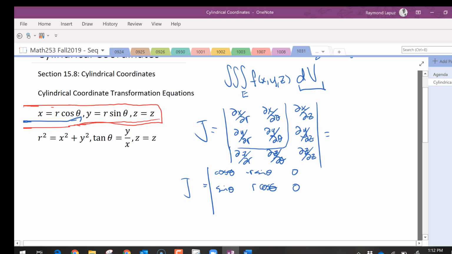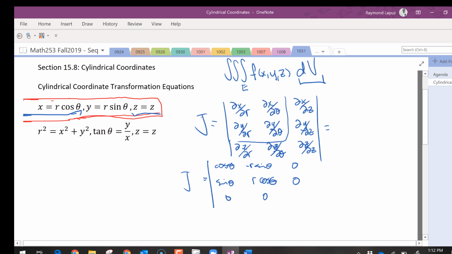Now let's take a look at z, which is equal to z. The derivative of z with respect to r: there are no r's there. The derivative of z with respect to theta: there are no theta's there. The derivative of z with respect to z is going to be 1.